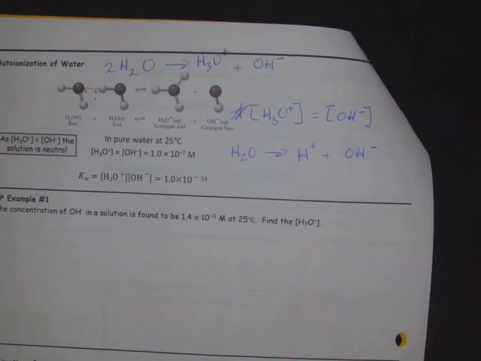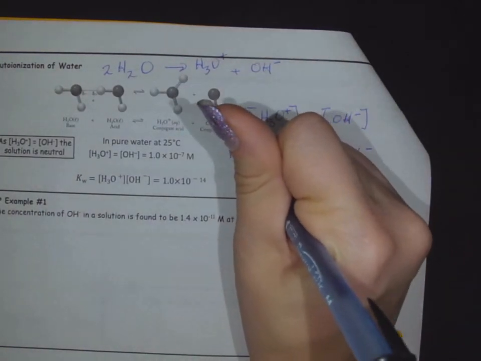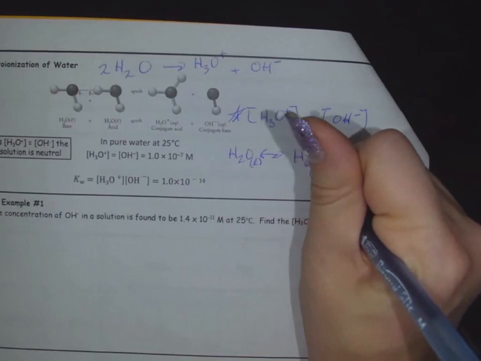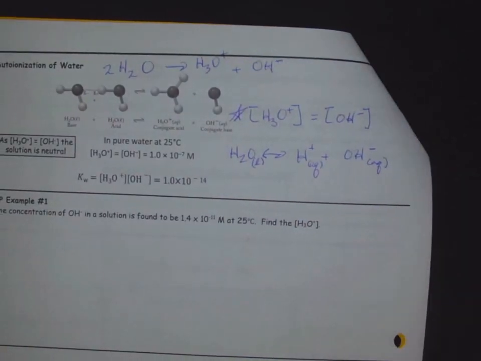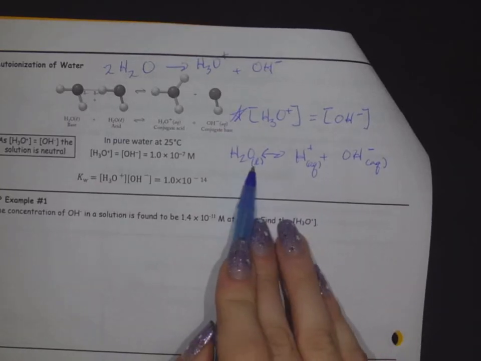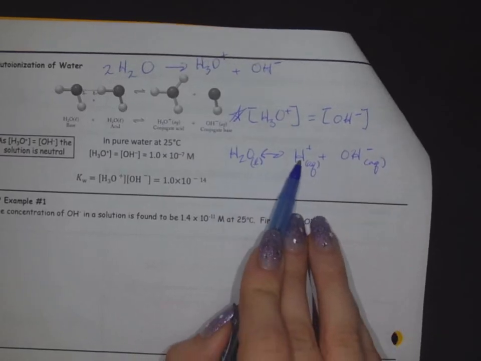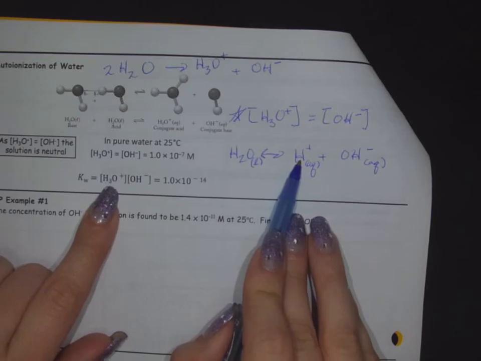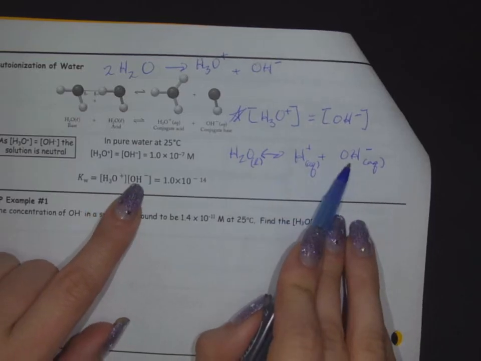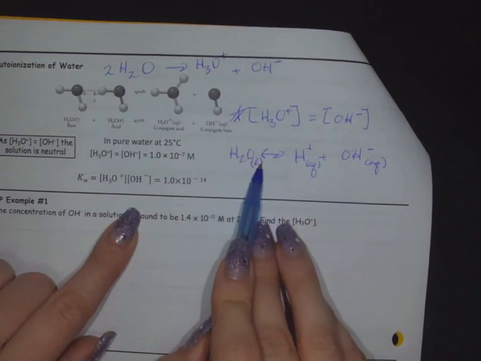Okay, now if this is my reaction, and this is liquid, and these are aqueous ions, right? These ions are broken apart and they're floating in water. We could write a K expression for this. Reminder, K expressions are products divided by reactants, but if something is a solid or a liquid, then it's not part of the K expression. So here are my products: hydronium, or H+, multiplied by the concentration of hydroxide. I wouldn't have divided by water liquid because it's a liquid.